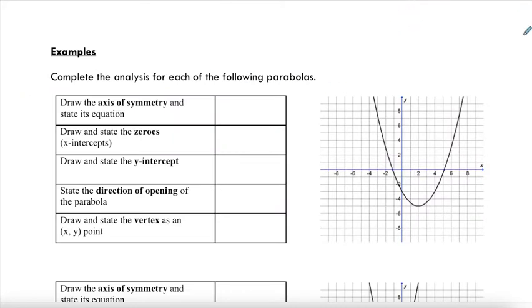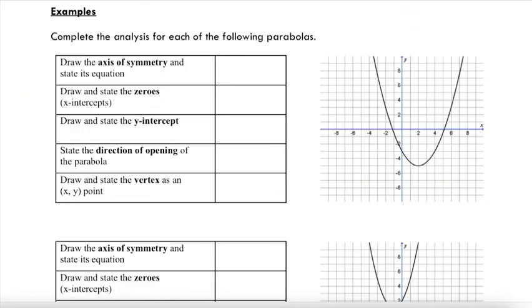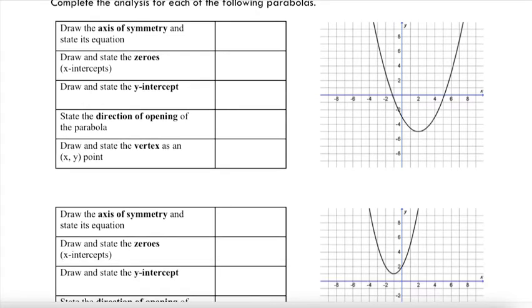So let's take all of that information and apply it to some examples. We're going to take a look at these parabolas and we're going to determine the axis of symmetry. We're going to state the zeros or the x-intercepts. We're going to figure out where the y-intercept is. We're going to identify the direction of opening and the vertex.